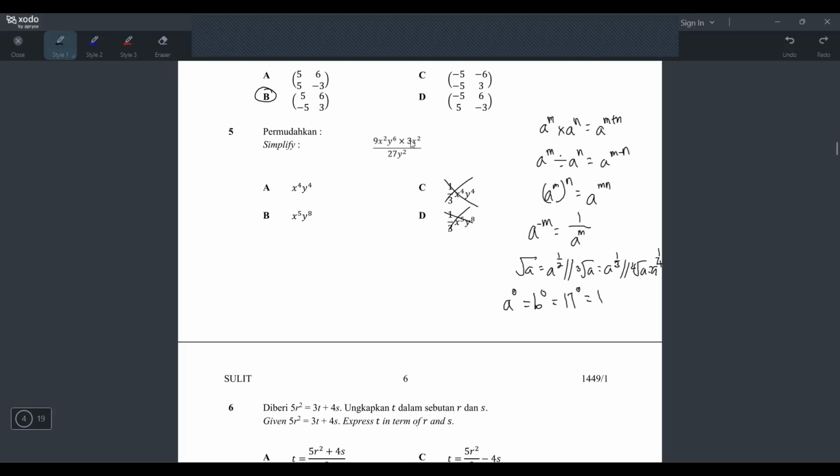Okay. And remember, X with X only can be done. So what is X power 2 times X power 2? It will become X power 4, right? So X power 2 times X power 2 will be X power 4. And this X power 4 will be on top.